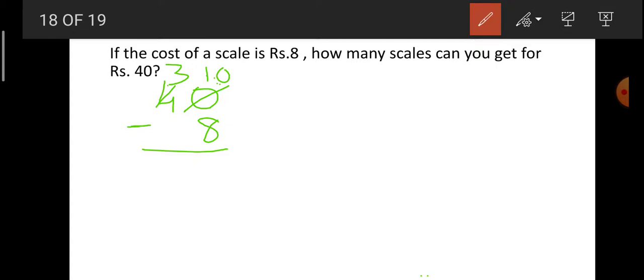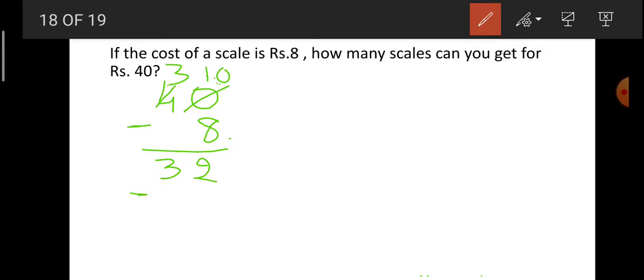10 minus 8 is how much? 2. 3 you will write here. You are left with how many rupees? 32 rupees. Now how many scales did you buy? You already bought one scale. Now I am having 32 rupees. Again I will buy one more scale.